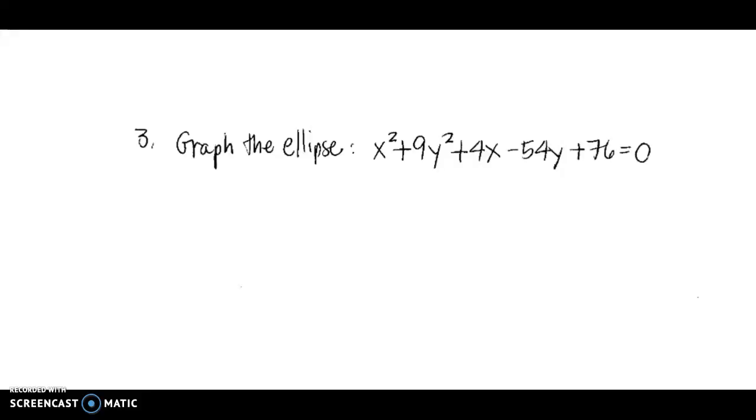Yeah, we had to take a break from you guys, but we are going to do problem number 3, and we're going to graph this wonderful ellipse.